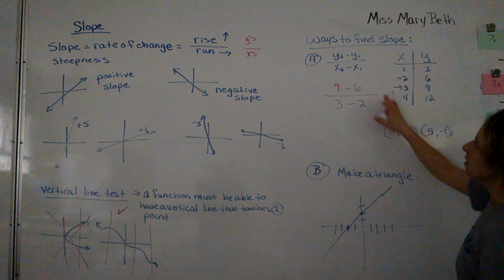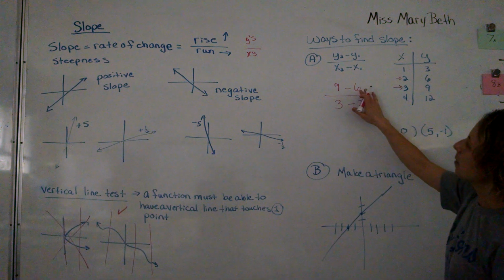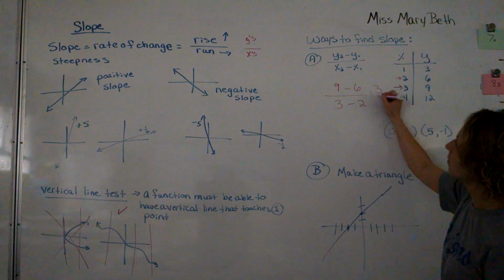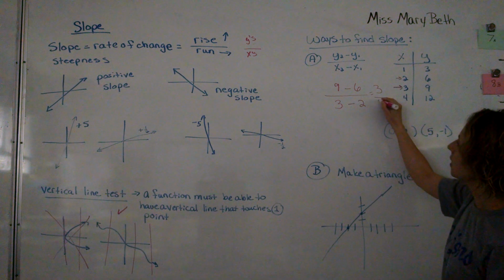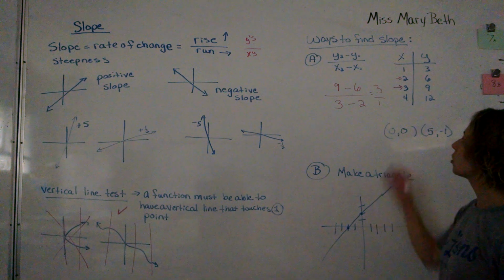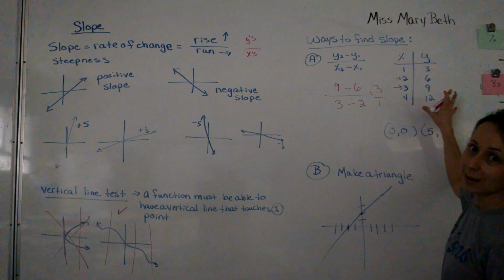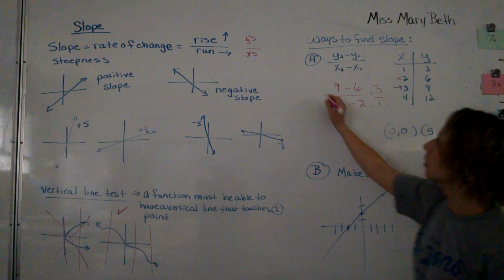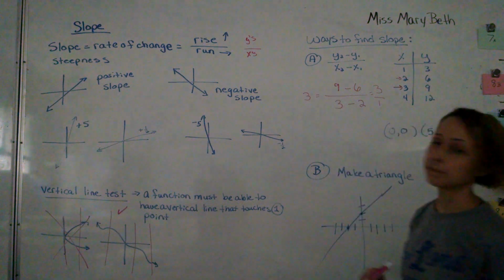Well, let's see here. Now we can solve. 9 minus 6 is 3. 3 minus 2 is 1. 3 divided by 1 is 3. The slope for this particular input-output chart for this function would be 3.